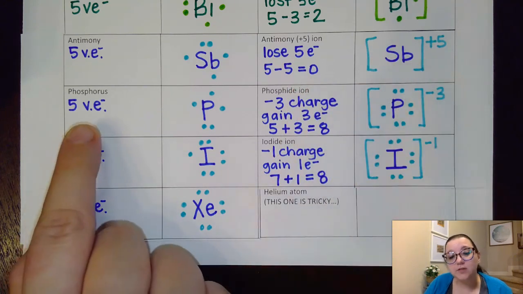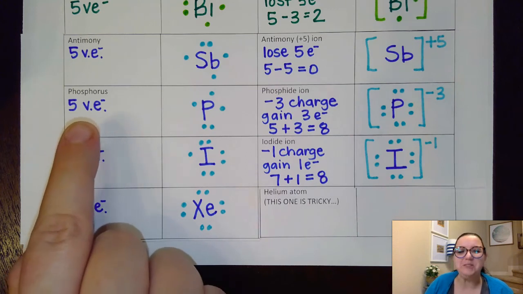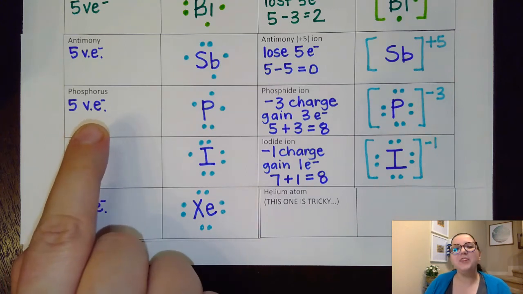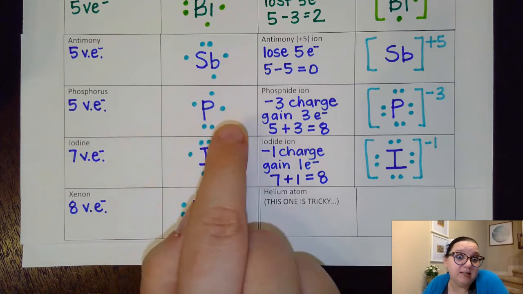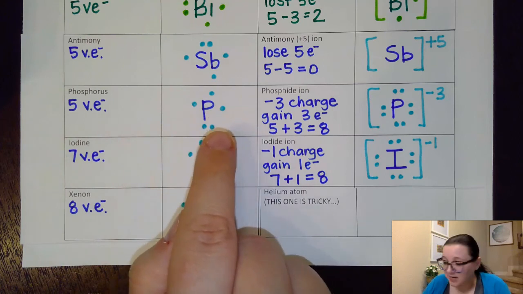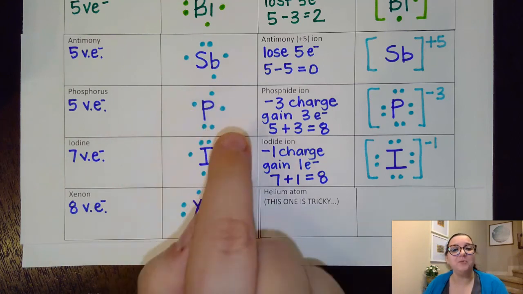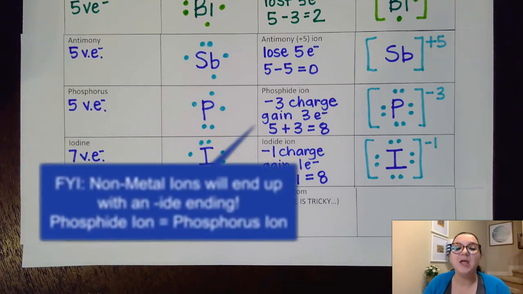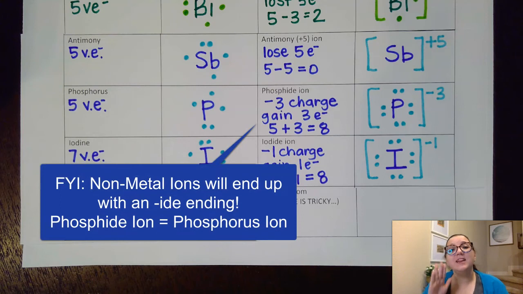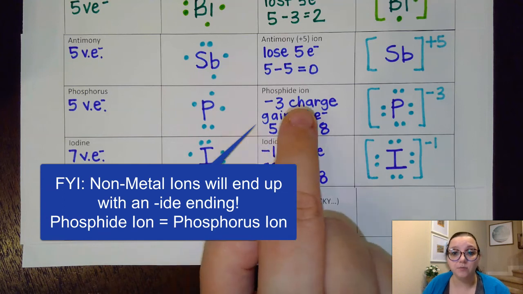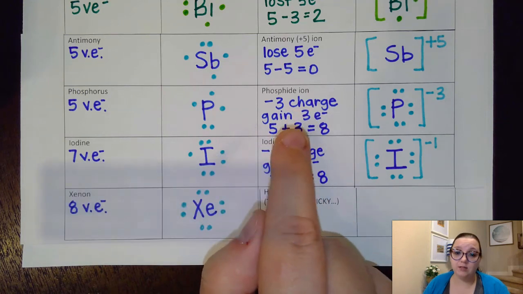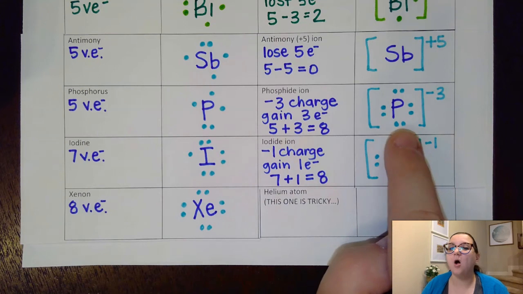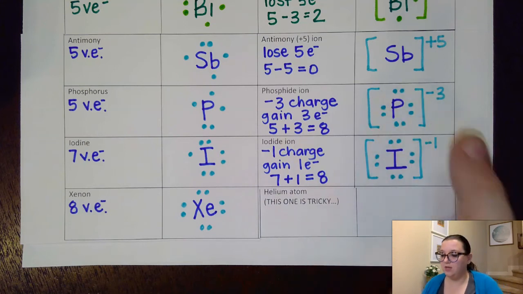For phosphorus, again, we have 5 valence electrons. It was in group 15. But this time, I decided to double up on the bottom. Again, it doesn't matter which side you double up and which side you single, as long as 3 sides are single and 1 side's doubled up. Now, on phosphorus, this is a nonmetal, and for nonmetals, we can predict that they would take on a -3 charge, that they would gain 3 electrons. So you notice here I put all 8 dots with that -3 charge.